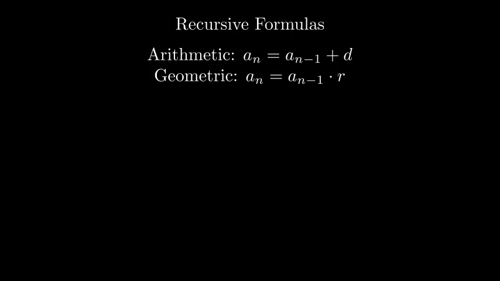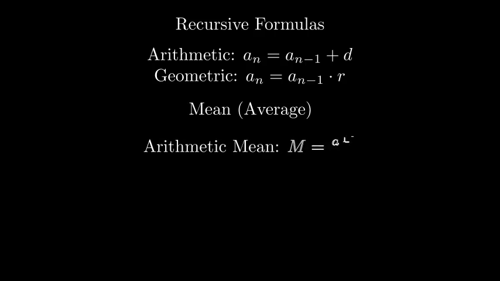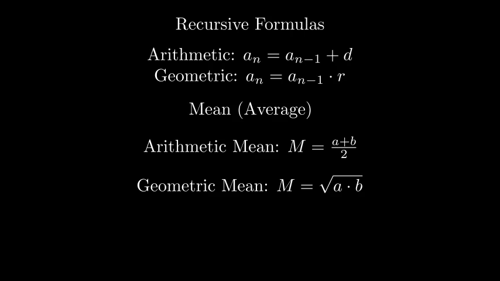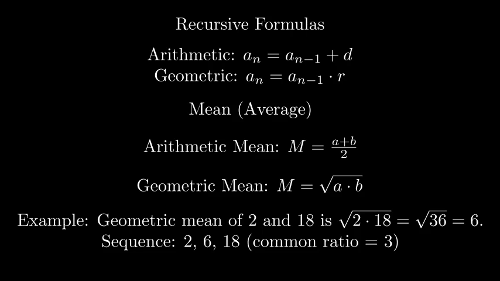Next, let's discuss the mean or average. The arithmetic mean of two numbers, a and b, is the number you would put in the middle to create an arithmetic sequence. The formula is simply the standard average, m equals a plus b divided by 2. The geometric mean is the same idea, but for a geometric sequence. The geometric mean of two positive numbers a and b is the square root of their product. For example, the geometric mean of 2 and 18 is the square root of 36, which is 6. And notice 2, 6, 18 is a geometric sequence with a common ratio of 3.